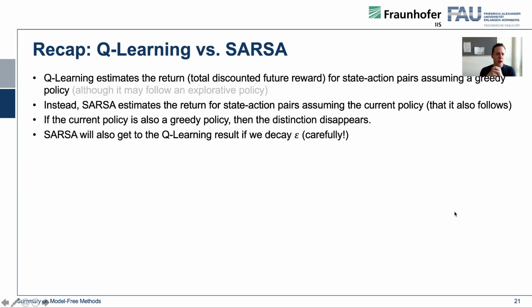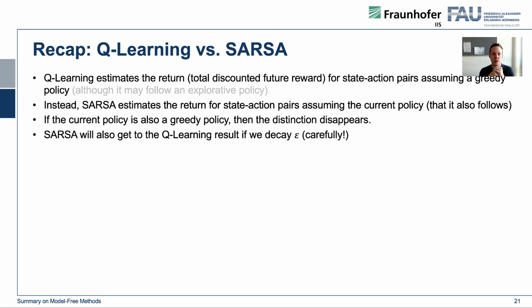So if we compare Q-learning and Sarsa, Q-learning estimates the return, so the total discounted future reward, for state action pairs assuming a greedy policy. So it estimates the return that you would get following a greedy policy while following an explorative policy, which is a really nice thing to do. Instead, Sarsa estimates the return for the state action pairs assuming the current policy that it also follows, which in many cases must be the explorative policy, to actually explore the state space. If the current policy is also a greedy policy, then the distinction disappears.